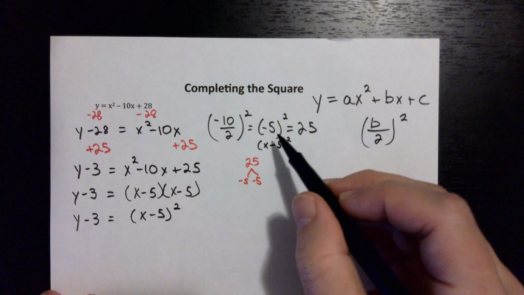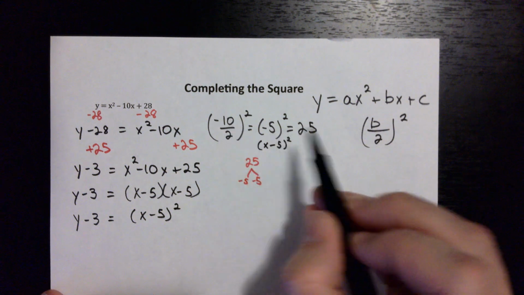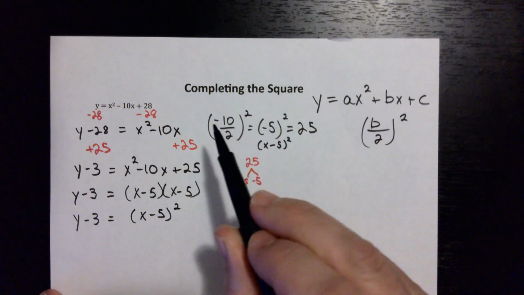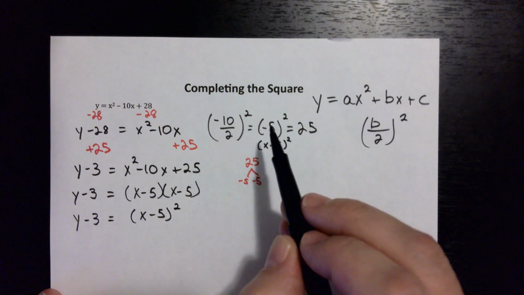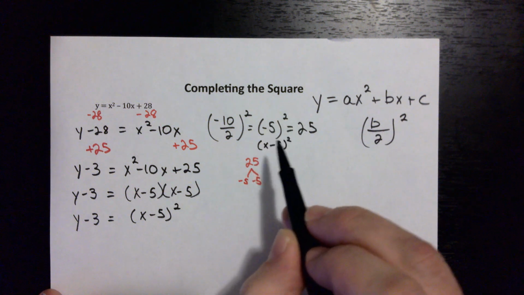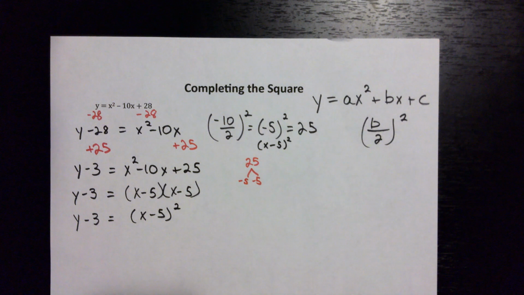Just remember that for future examples. It's not the number after you square it. It's the one right before you square it that goes inside. So we took the negative 10 over 2 and got a negative 5. Before we squared it, this number right here is what's always going to go right here with the x.